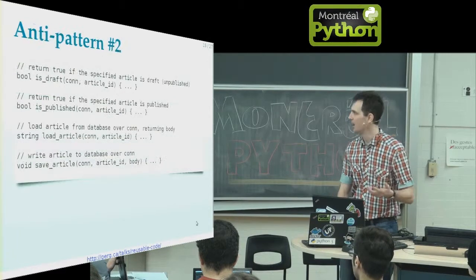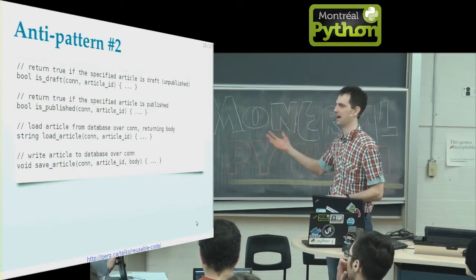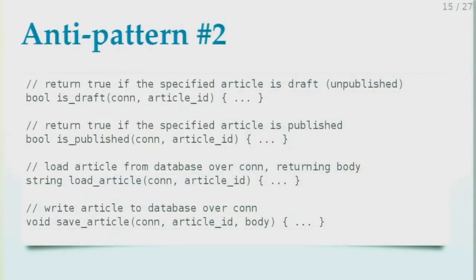So on the other hand, here's another anti-pattern. Well, maybe this is as bad an anti-pattern. This is my imaginary made-up language, which is somewhere between Go and JavaScript. I think you get the idea. It's a bunch of functions.